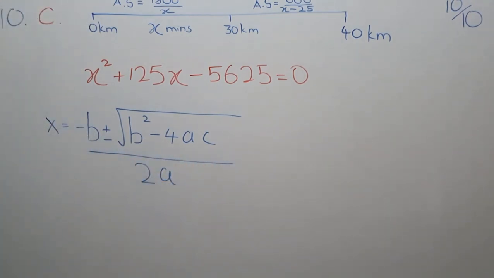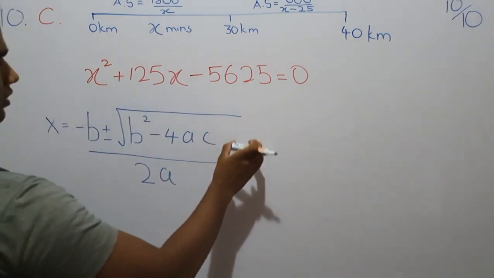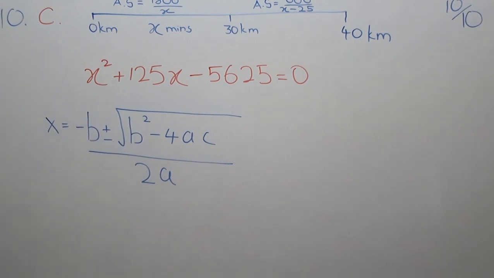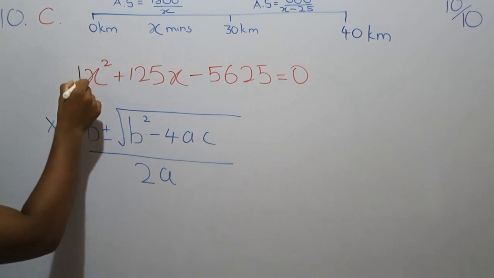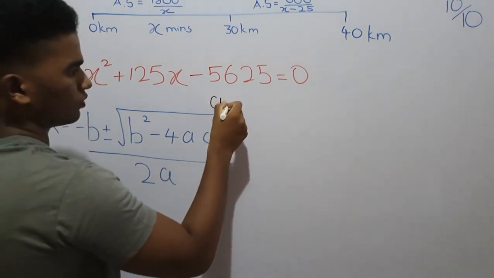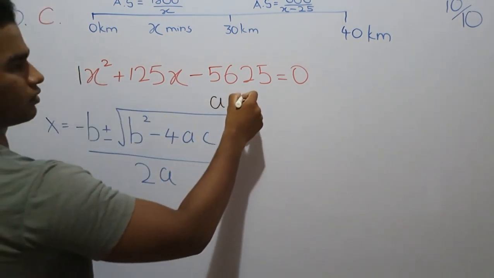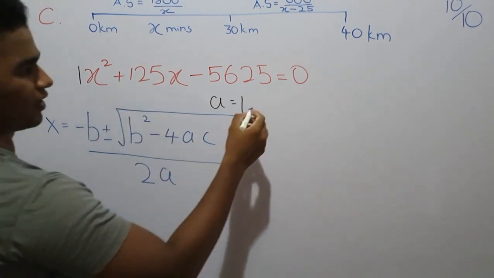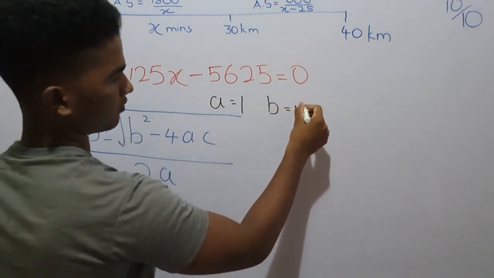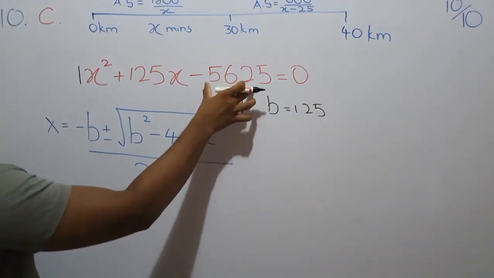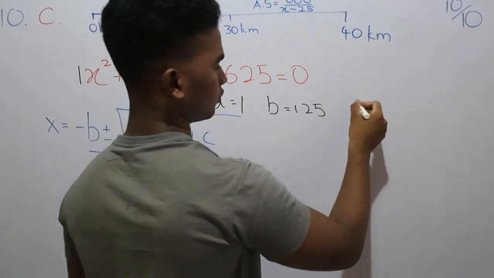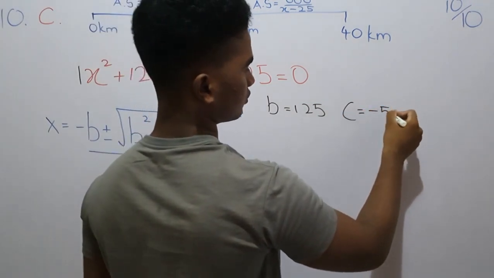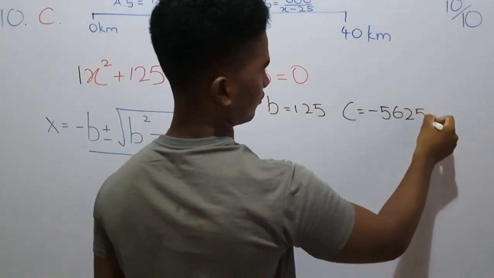This is the formula. So what is ABC here? You should always keep in mind there is 1 here. So A is equal to 1, B is equal to 125, and C is equal to minus 5625.